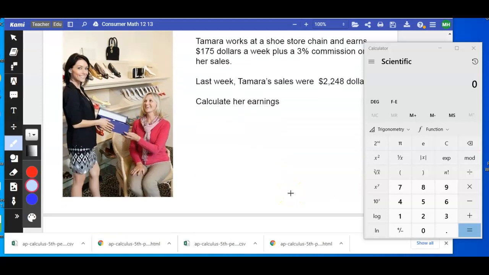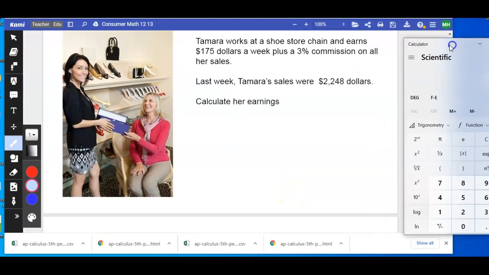In this first example, you have a person, Tamara, who works at a shoe store chain and earns $175 a week plus a 3% commission on her sales. Last week, Tamara's sales were $2,248, and we need to calculate her earnings. Her earnings are not only what she gets for the week, whether she sells shoes or not, but she also earns a commission of 3% on her sales.